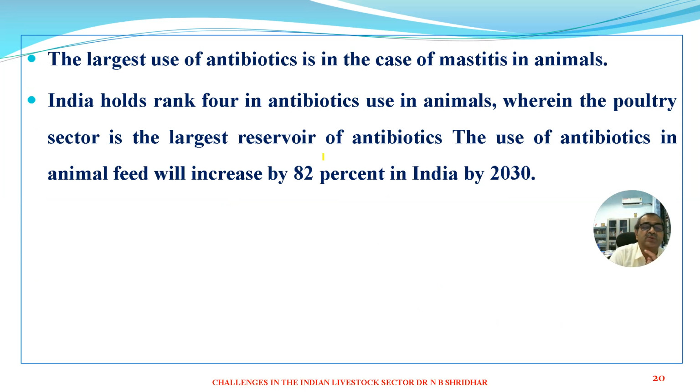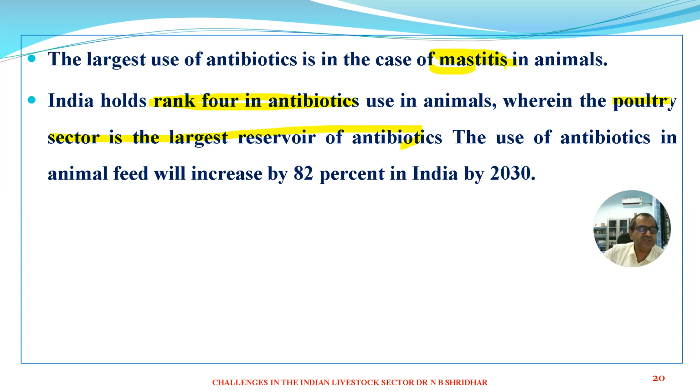Then the largest use of antibiotics is in case of mastitis. One needs to remember that the highest use of antibiotics in animals is in case of mastitis. India holds the fourth rank in antibiotic use in animals, whereas the poultry sector is the largest reservoir of antibiotics. Poultry sector is the largest reservoir because there is indiscriminate use of antibiotics, self prescriptions, and self determination. So the number one is the poultry sector, and we hold rank 4 in antibiotic use in animals, especially in case of the world.